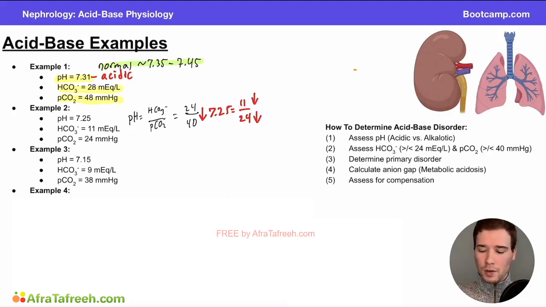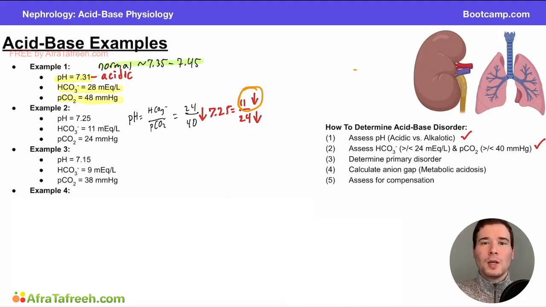So now we've done the first two things. We've assessed the pH, we've assessed the bicarb and the PCO2, and now we need to determine the primary disorder. So this patient is acidic. So which change can actually cause an acidic pH in the patient? First we can look at the top and look at bicarb. Could a decrease in bicarbonate cause an acidic pH in the patient?